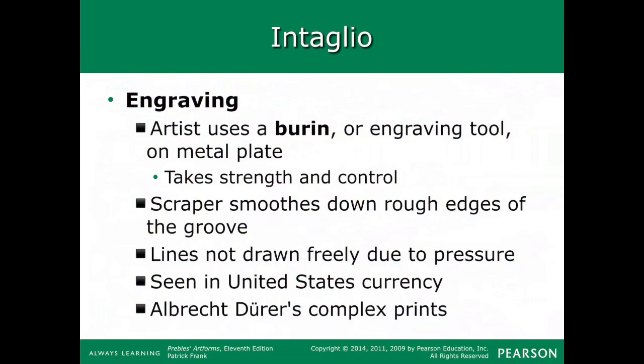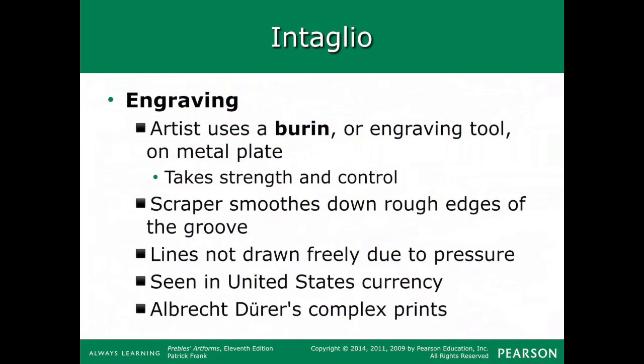And so when it comes to intaglio, there's also this engraving technique where the artist uses a burin, an engraving tool, on the metal plate. So the burin is the engraving tool used in intaglio. It takes strength and control. The artist then uses a scraper to smooth down rough edges of the groove. So this process takes a lot more work actually in comparison to some of the other methods. And you can see this process in the link as well in the module.